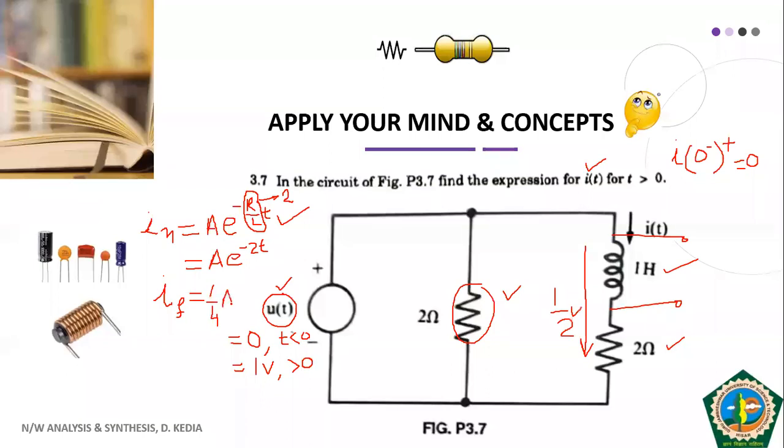So now we need to find out the complete response. The complete response will be the summation of both these values, that is, the natural response and the forced response, and it will come out to be 1 by 4 plus A e raised to power minus 2t.